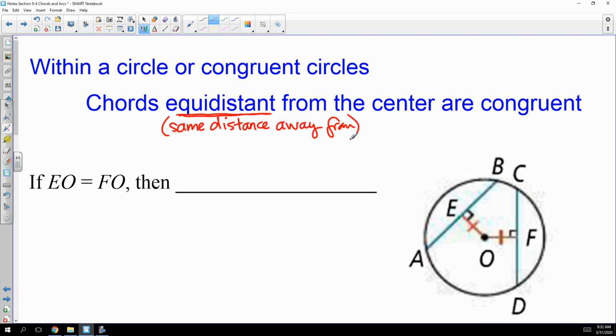Same distance away from. So chords that are equidistant from the center are congruent. So how do we know that these chords are equidistant from the center? How do we know that chord AB and chord CD are equidistant from the center?